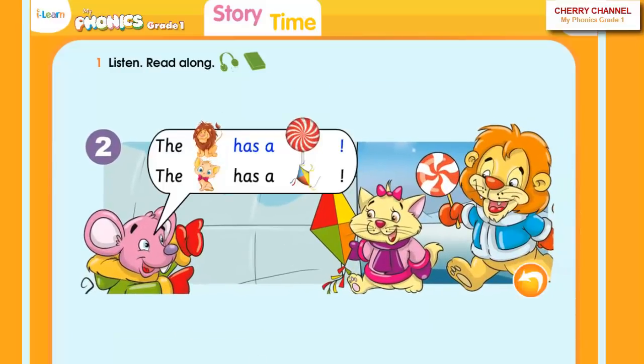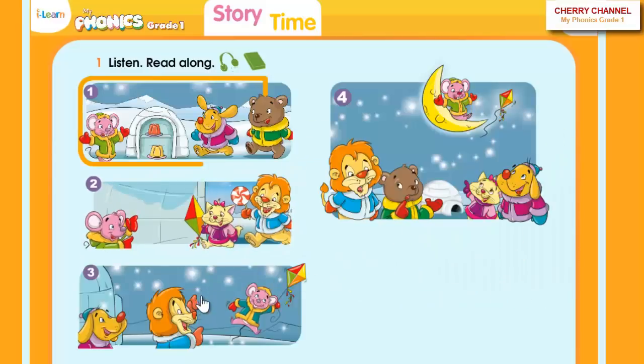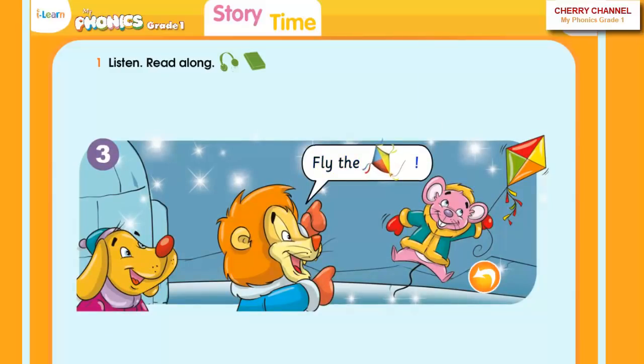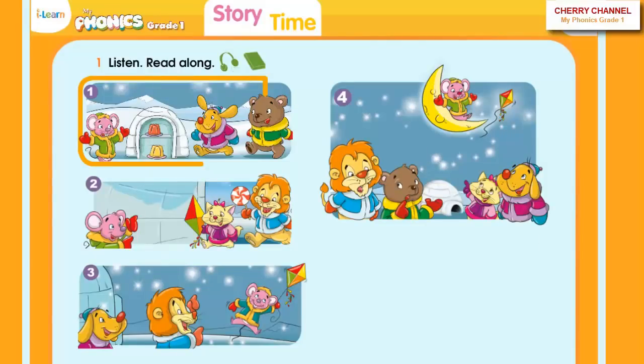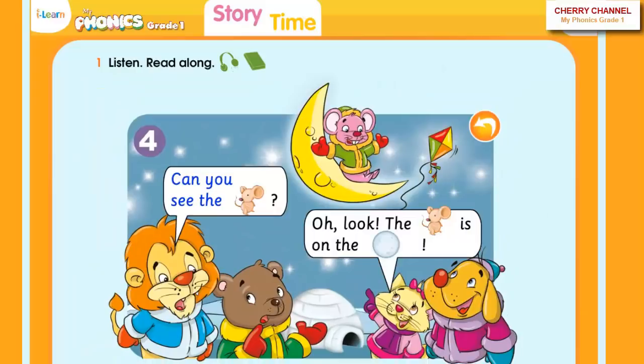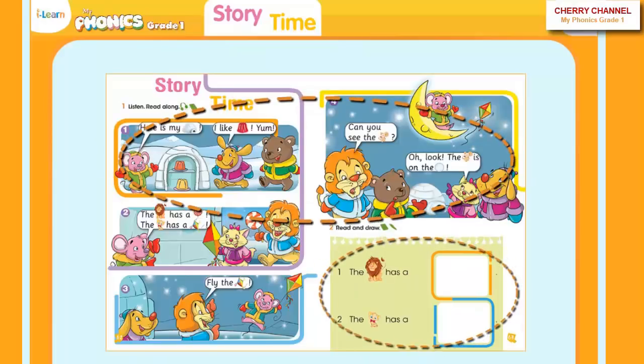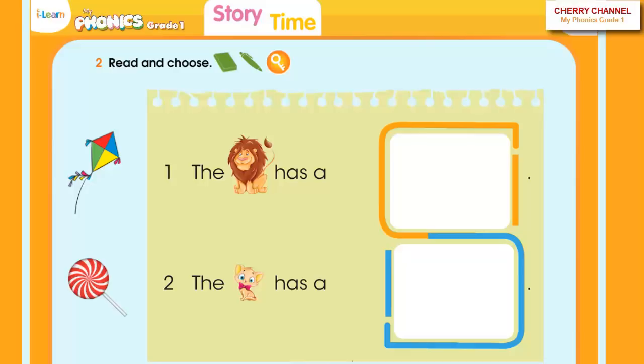The lion has a lollipop. The kitten has a kite. Fly the kite. Can you see the mouse? Oh, look! The mouse is on the moon. Lollipop. Kite.